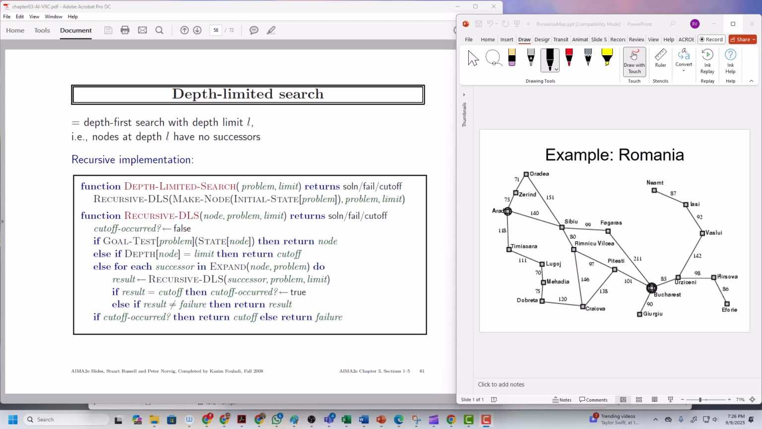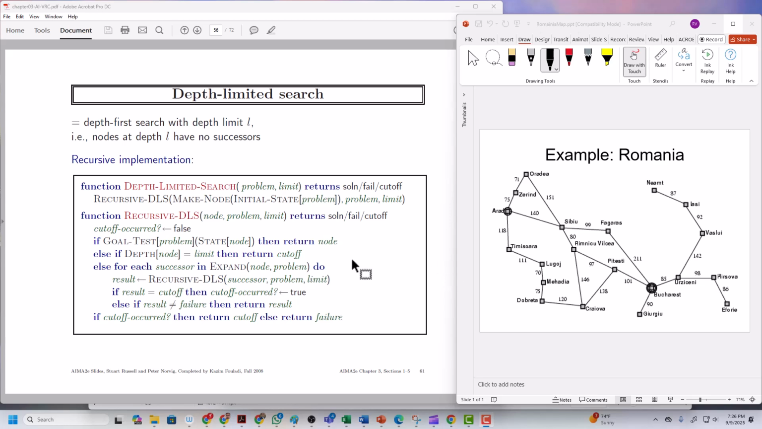Another is non-optimality. If L is greater than d, that means the level you are trying to explore is, let's say, level 4 and the depth of the tree is 3, in that case the search may find a solution but it won't necessarily be the optimal one. So you are exploring the tree more than where the goal node is, and that way you cannot find the optimal solution.